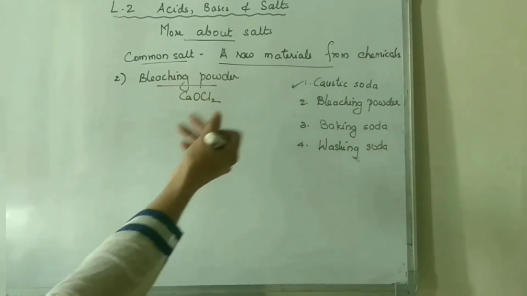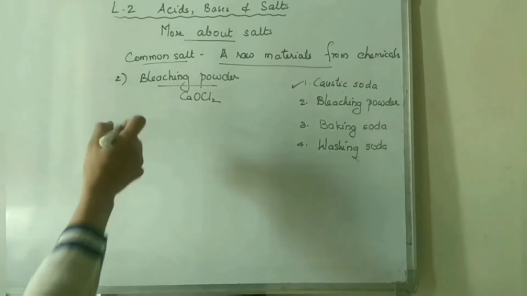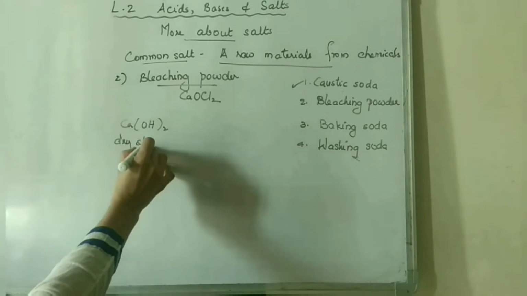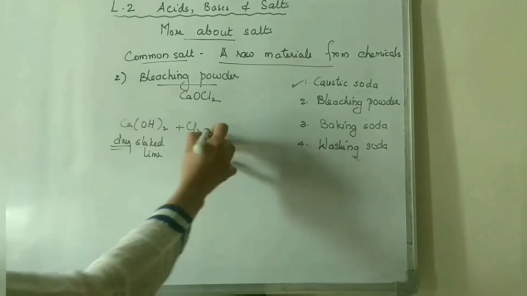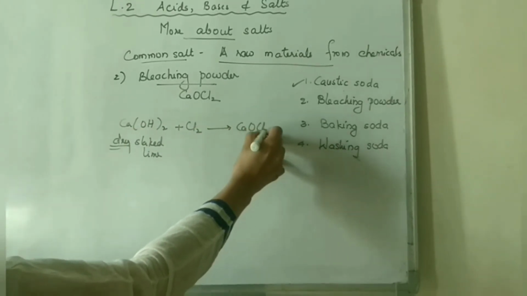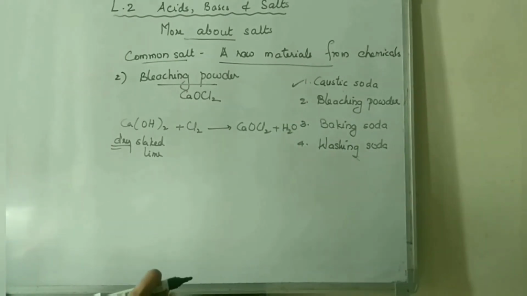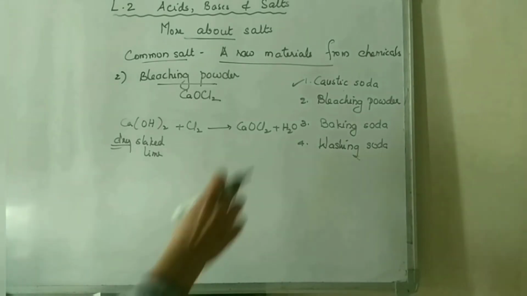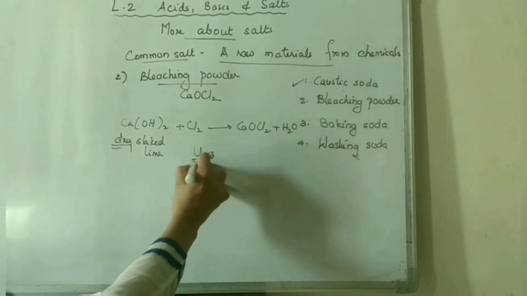Then how can you prepare this bleaching powder? We already got the chlorine gas. Pass this chlorine gas through slaked lime. The main thing we have to remember is that it must be dry slaked lime. Dry is very important. Pass chlorine gas through dry slaked lime, and we get calcium oxychloride, that is bleaching powder, plus water. Simple.